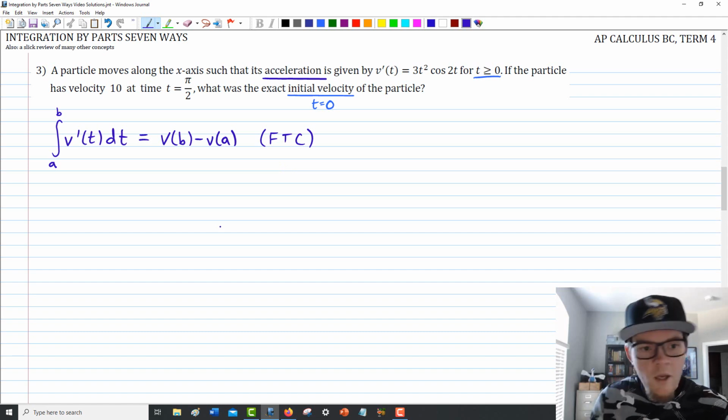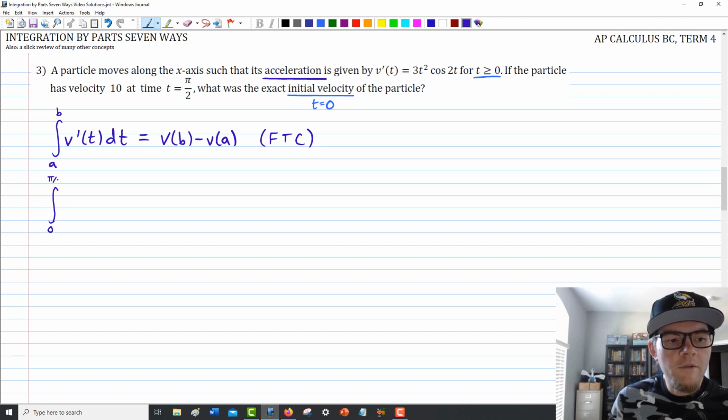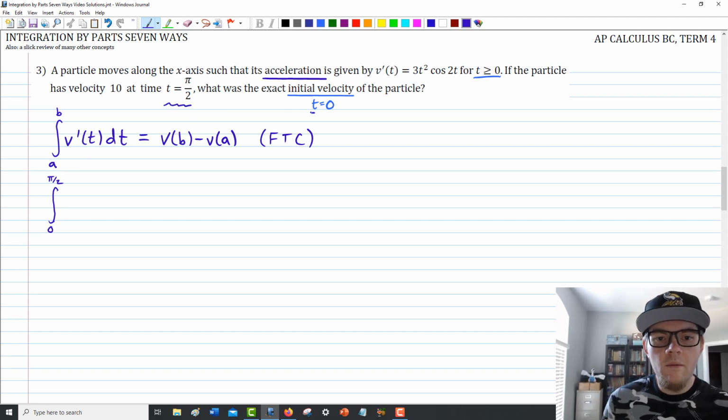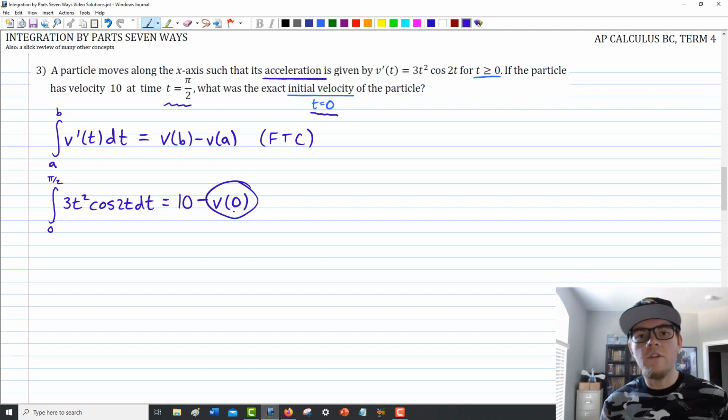So hopefully not. In here, as far as pieces, if we're going to try to evaluate this, we'll have the integral, and I'm going to say that it's going to run from 0 to pi over 2. That seems like a fair bet since those are the two t values we have. V prime was told to us as 3t squared cosine of 2t dt. And then we know that the velocity is 10 at t equals pi over 2. So that means this is going to be 10 minus v of 0, and we're trying to evaluate v of 0.